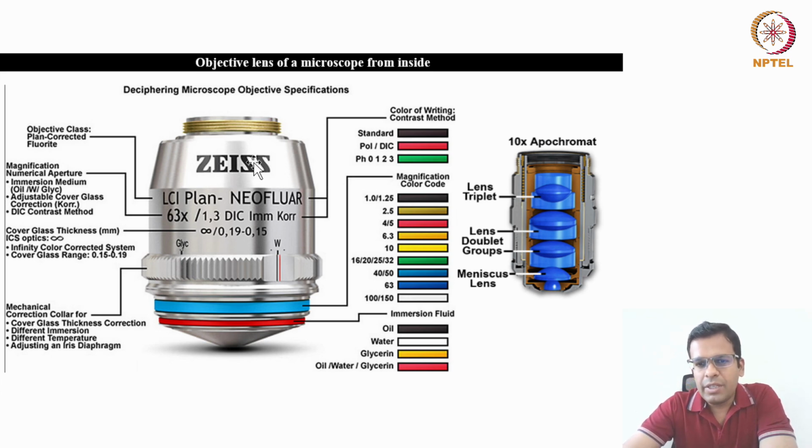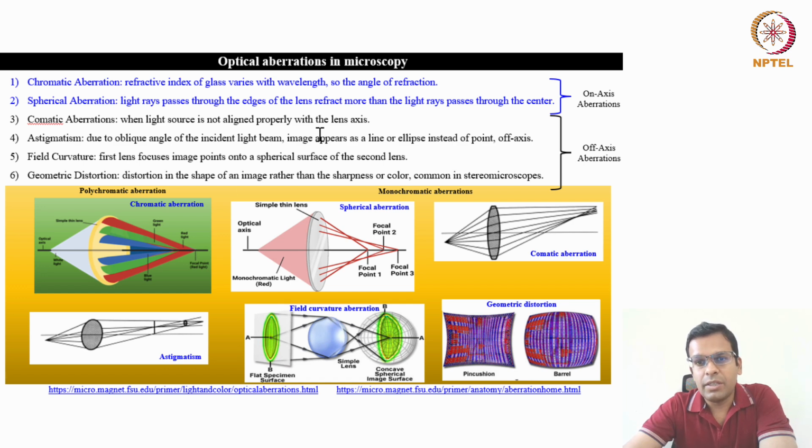But if you see this objective lens from inside, you can see that there are multiple lenses present inside the objective lens. Because of these multiple lenses, it creates some kind of aberrations. What are optical aberrations? There can be several types of optical aberrations that take place because of the multiple lenses present in the microscope objective.